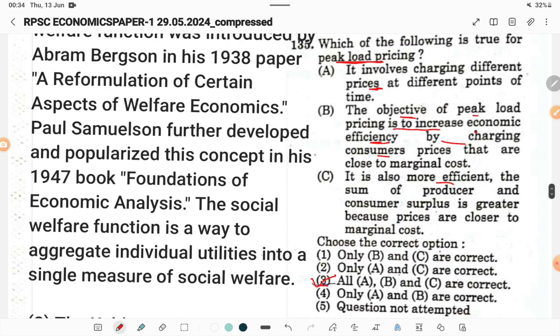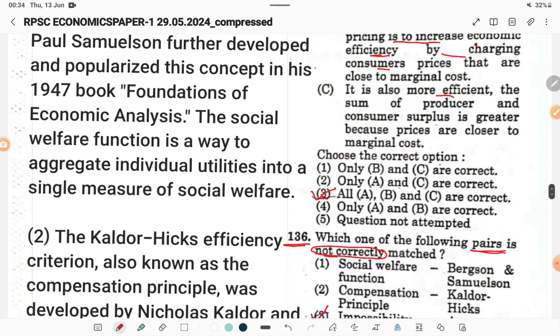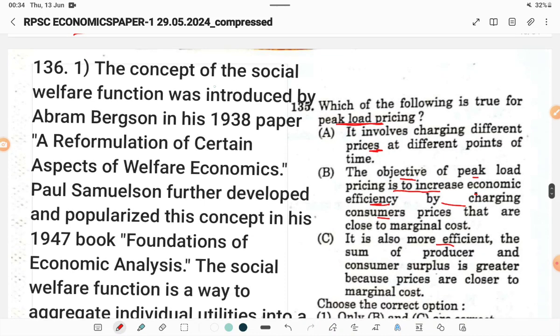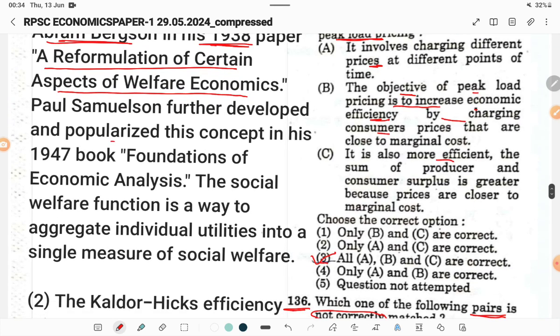And here is some explanation. The first concept was the social welfare function. The concept of the social welfare function was introduced by Abraham Bergson in his 1938 paper, A Reformulation of Certain Aspects of Welfare Economics. Paul Samuelson further developed and popularized this concept in his 1947 book Foundations of Economic Analysis.